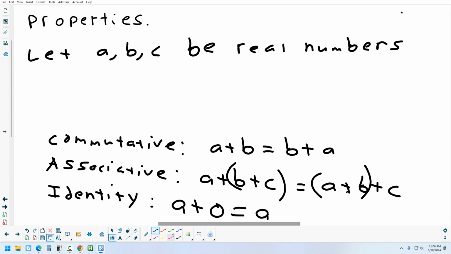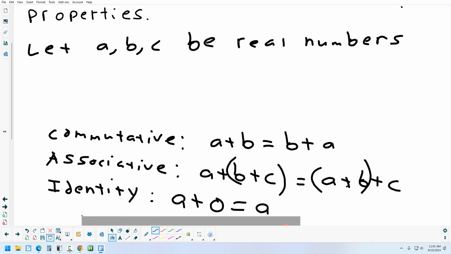Now, would times 0 be the identity property for multiplication? No, what would it be for multiplication? Timesing by 0 doesn't give you back what you started with, Josh. 1. Yeah, so with multiplication, timesing by 1 gives you back the same thing you started with. Okay, so that's identity.